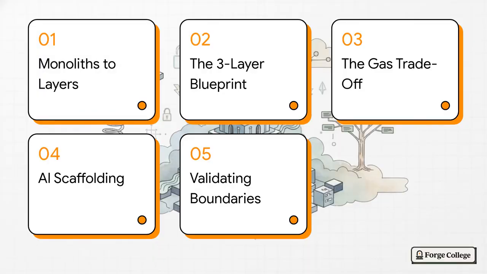1. Monoliths to layers. 2. The 3-layer blueprint. 3. The gas trade-off. 4. AI-assisted scaffolding. And 5. Validating boundaries. Let's just jump right in.